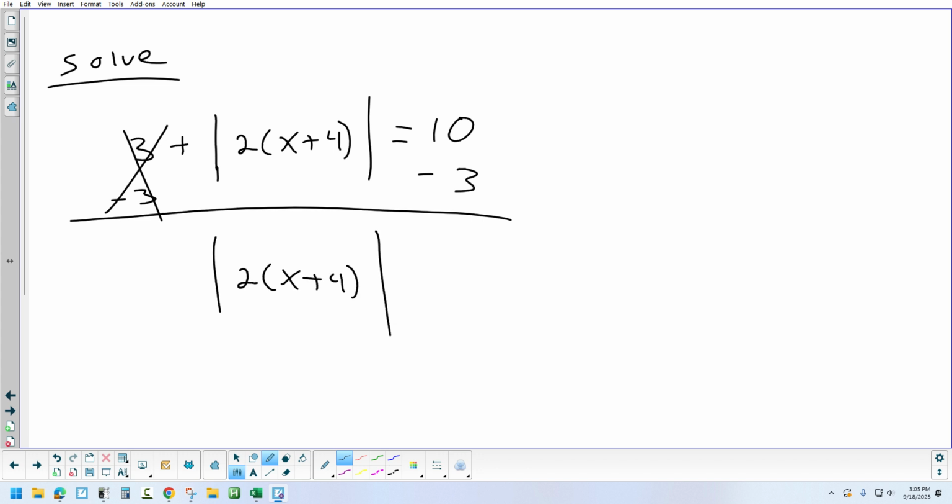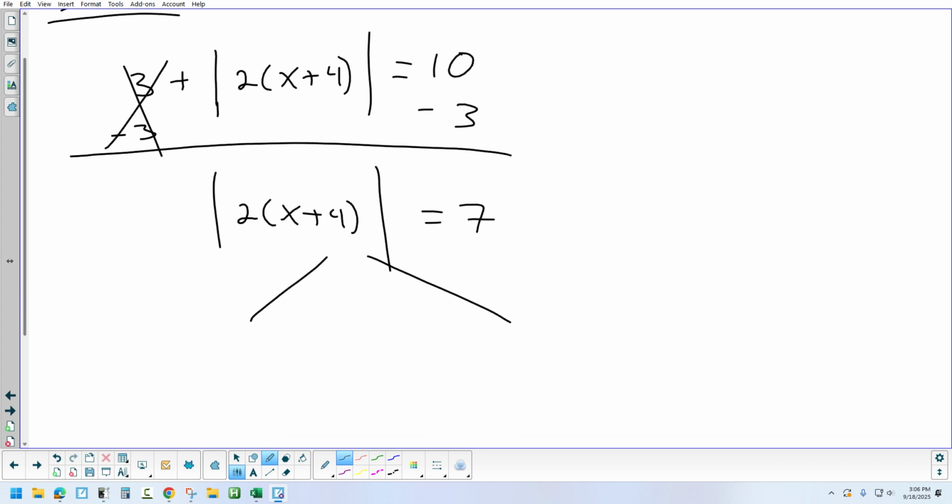We don't have to work out what's in there. We can just leave that for now. That's not a problem. But now the absolute value is isolated. So what are we ready to do with that problem now? Split it into 2 equations. Yeah, we're going to split that into 2 equations. What's going to be the first equation that I split that into?